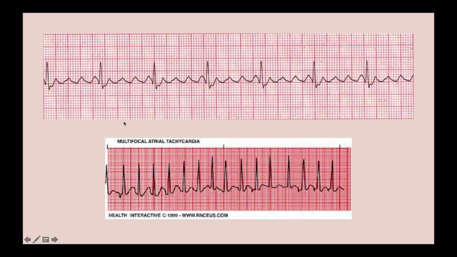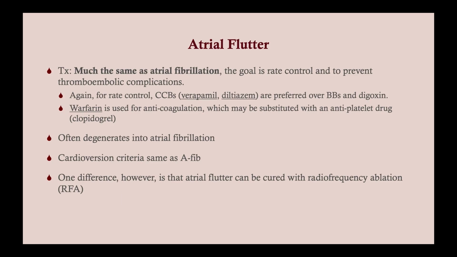All right. So now this gets us to treatment of atrial flutter. The treatment of atrial flutter is much the same as atrial fibrillation. Because a lot of the complications that can come out of atrial flutter are similar to atrial fibrillation, we're going to go about treating this in a very similar way. So rate control and anticoagulation. For rate control, we're doing the same thing, calcium channel blockers, and for anticoagulation, we're doing the same thing, warfarin.